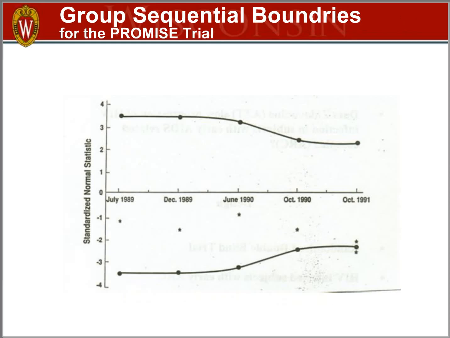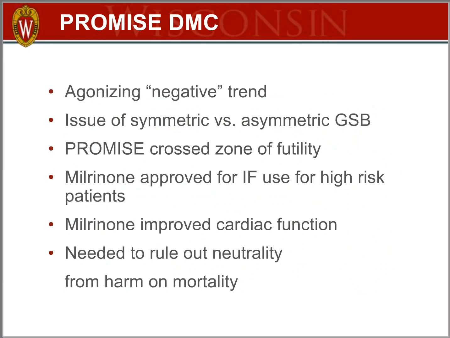And here I've plotted the data as before for the sequential boundaries, crossing the boundary into the trial, suggesting harm. As I indicated, PROMISE had an interesting discussion for the Data Monitoring Committee. There was this agonizing negative trend. It raised the issue of symmetric or asymmetric group sequential boundaries. As indicated previously, it crossed the zone of futility.